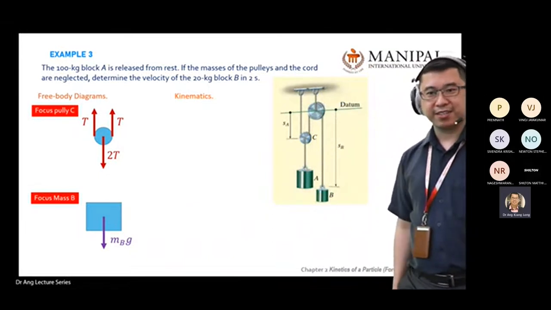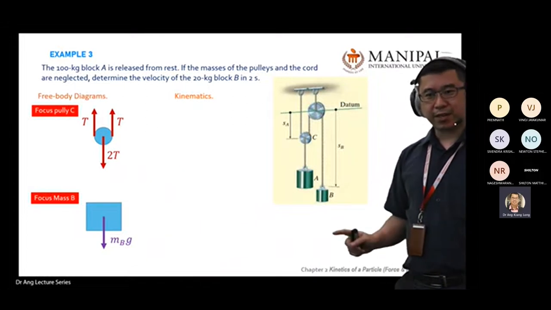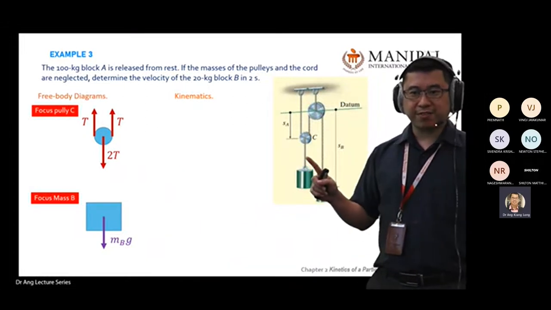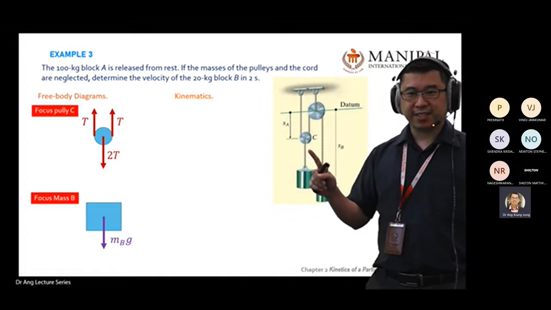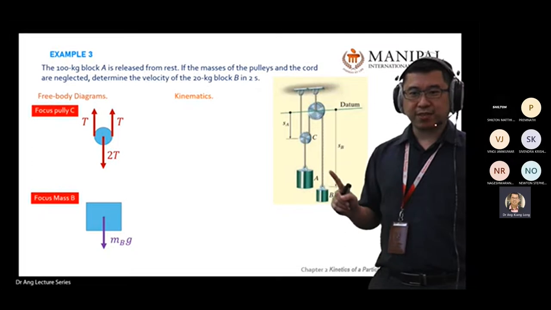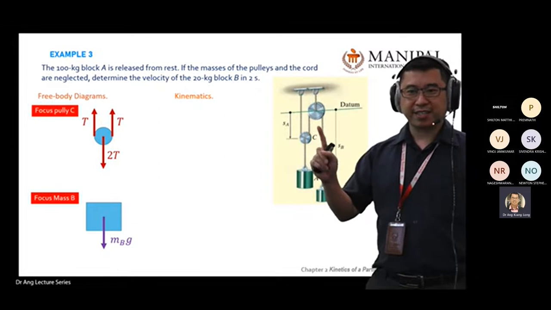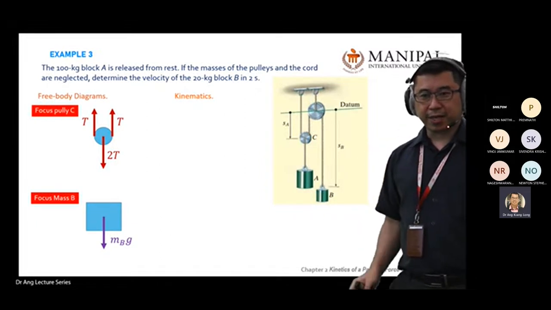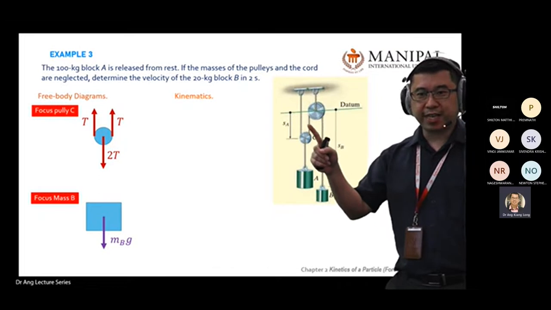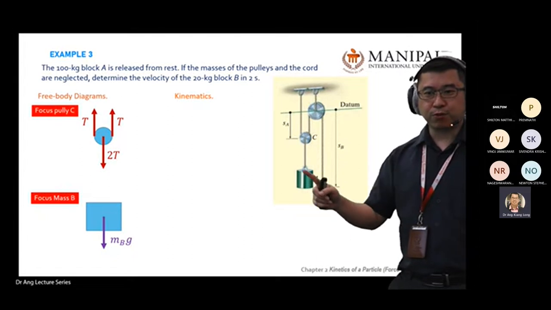I think 2T, sir. Okay. 2T is which cable? This cable, right? So where is this cable linked to? This cable is linked to what? Linked to this cable, right? Yes, sir. Okay, you imagine you are pulling what? You are standing here. Let's say you're standing here and pulling this cable. How much do you feel? Do you feel T or do you feel 2T?